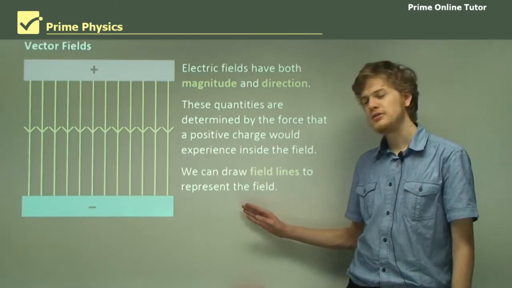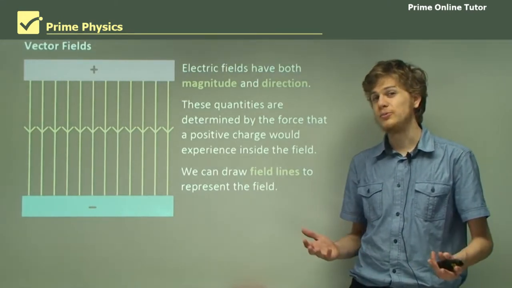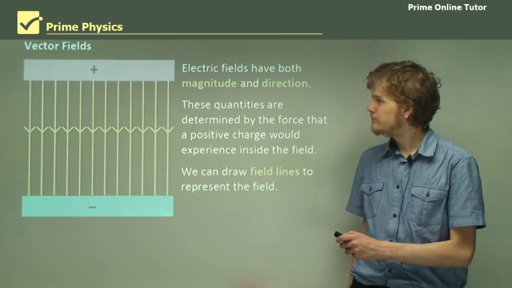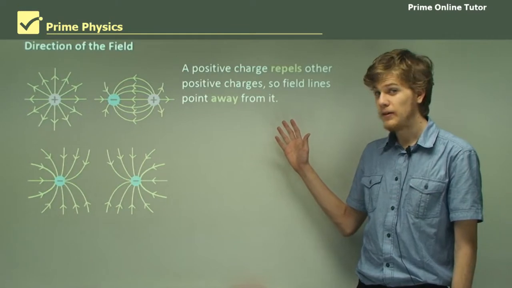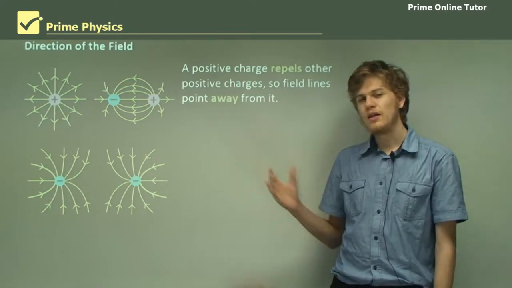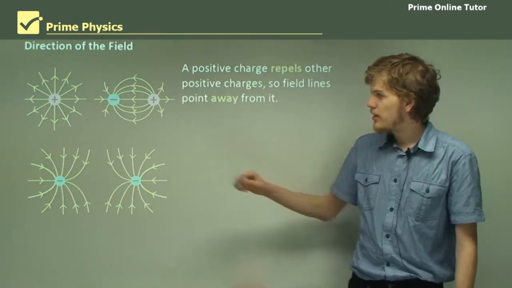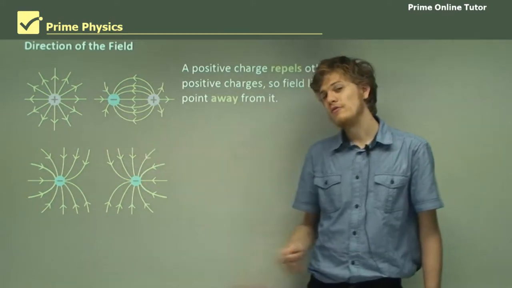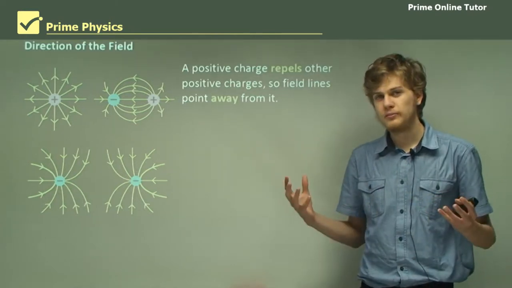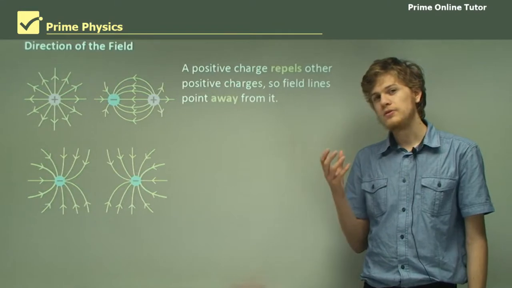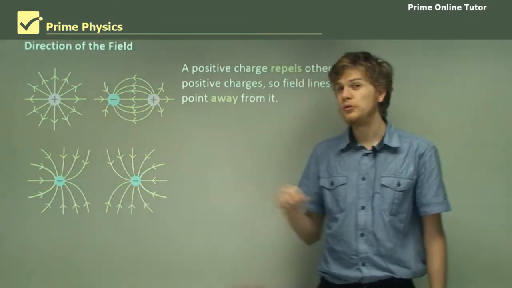We draw field lines to represent the field, which we can see in this diagram over here. They're just straight lines with arrows on them. Now, a positive charge repels positive charges, yeah? That means that the field lines near a positive charge point away from the charge. We can see that in this diagram over here. We have a positive charge in the center, and the electric field lines point away from it. If we put a positive charge near the first one, it will move in the direction indicated by the field lines.